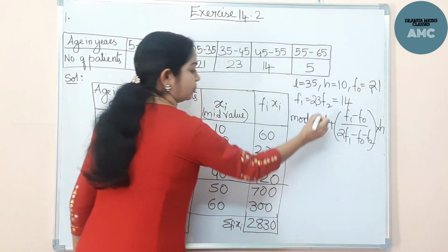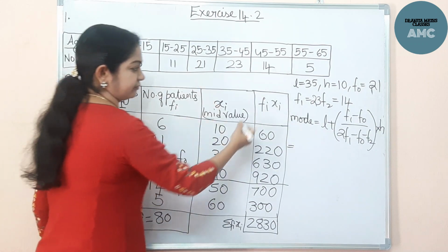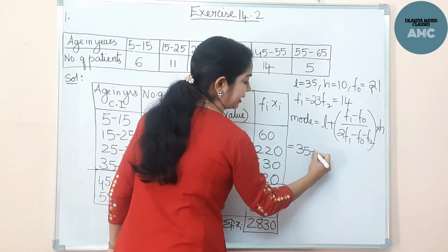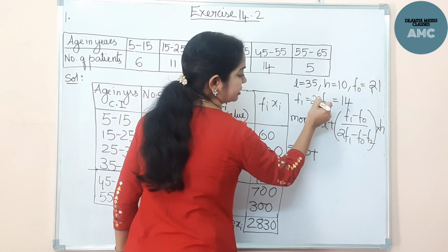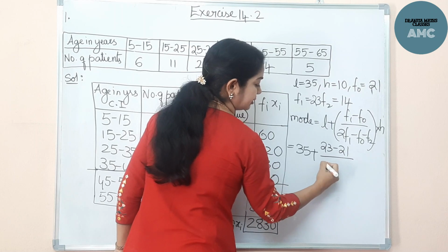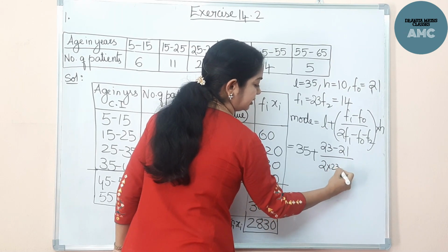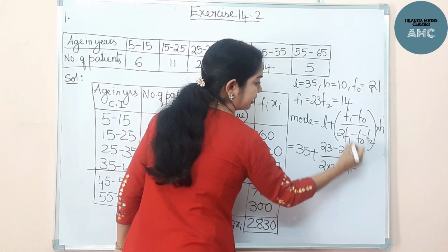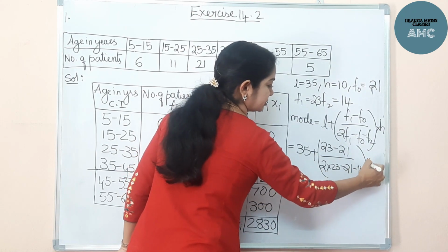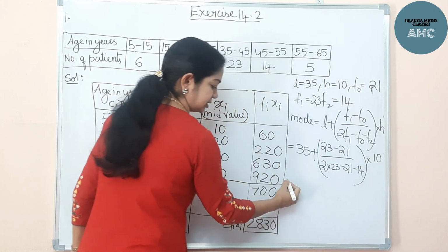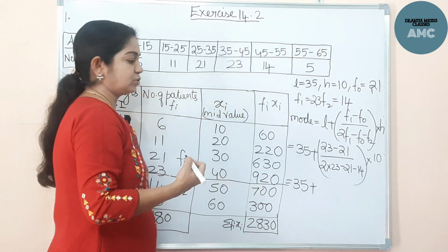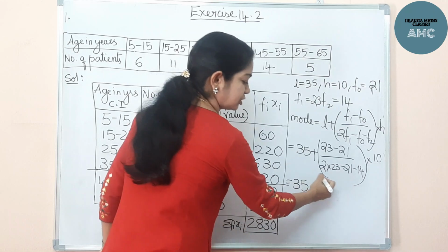Right. Now, what is L here? 35. We will substitute all these values. 35 plus F1 minus F0. F1 is 23 minus 21 by 2 into 23 minus 21 minus 14, into 10. That is the H. So it comes to 35 plus 23 minus 21 is 2.